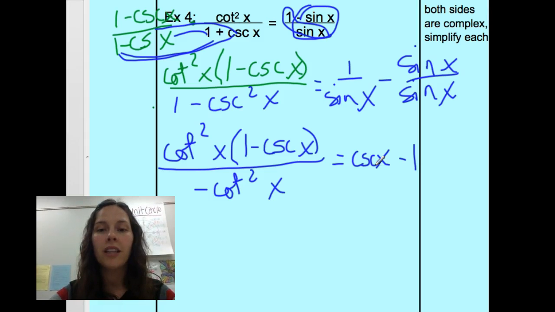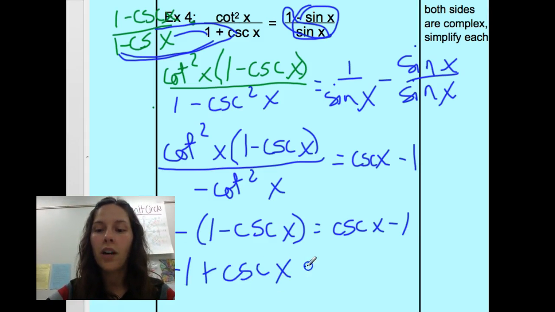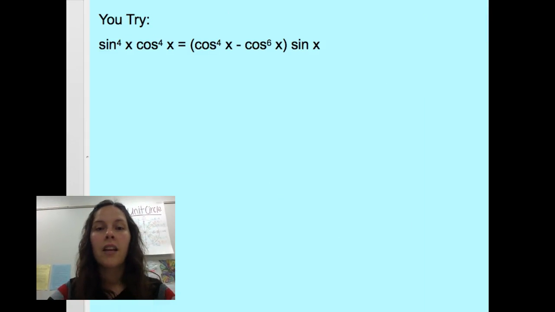So I'm going to finish simplifying the left-hand side. Of course, my cotangents cancel, so I have the opposite of 1 minus cosecant x, which is the opposite of what I have on the other side. So when I distribute that negative on my left-hand side, and if I wanted to, I could switch those around because you can add in any order, but I'm sure at this point you can see that they are equal. Here's your you-try question. The right-hand side is the one that's complex, so you're going to want to try and simplify the right-hand side of the equation so that it equals the left-hand side.